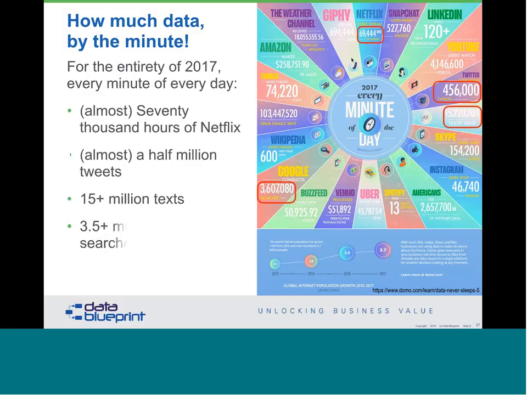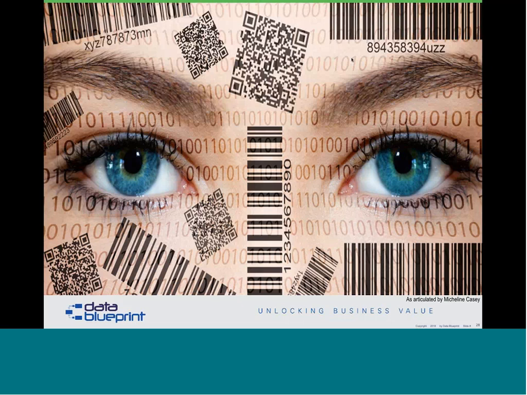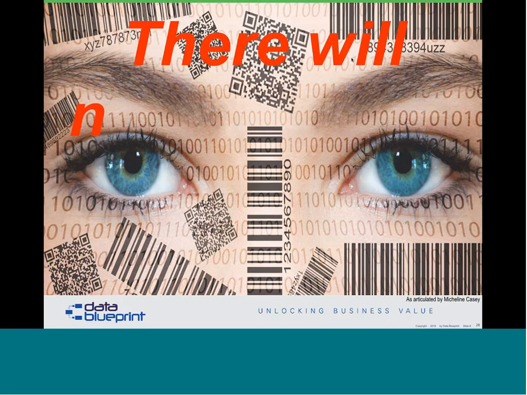Again, for what's going on in the world today, one of the things I love to do is show this infographic put out by Domo each year, where they talk about what happened for the entirety of 2017. Every minute of every day, we streamed 70,000 hours of Netflix. That's a pretty intense calculation. Again, 500,000 tweets, 1 million Tinder swipes, whatever it is you're looking for. There will never be any less data than right now, and consequently we need to pay attention to it.